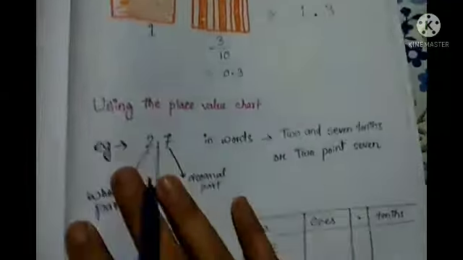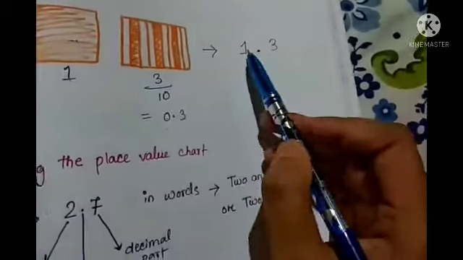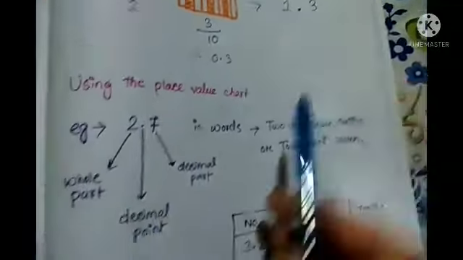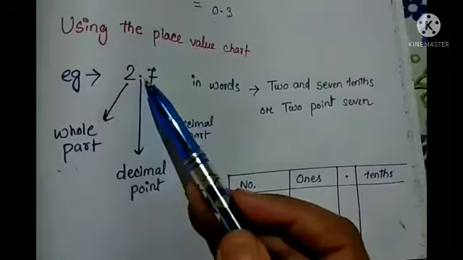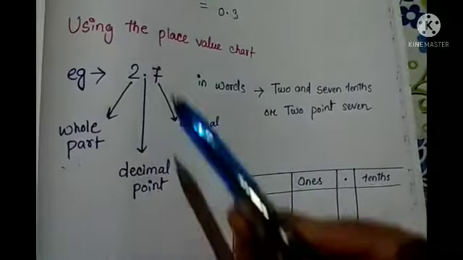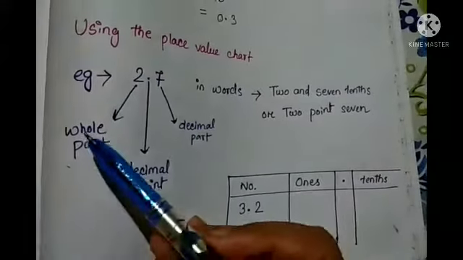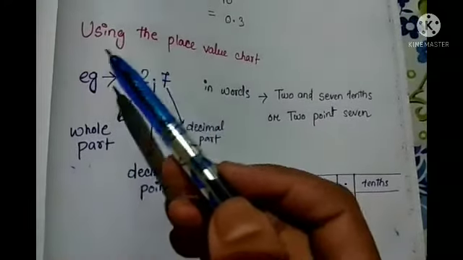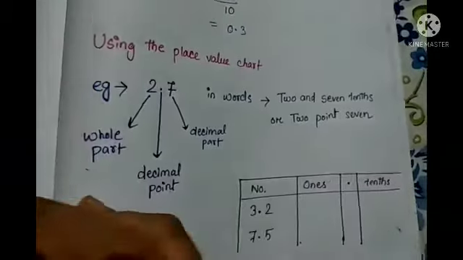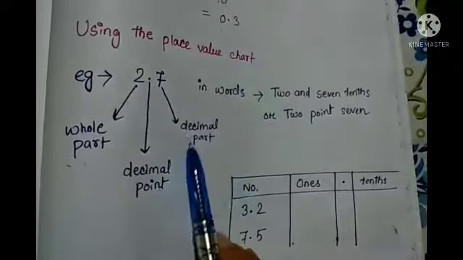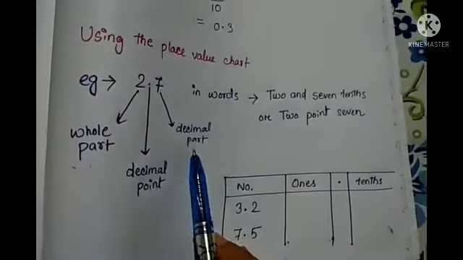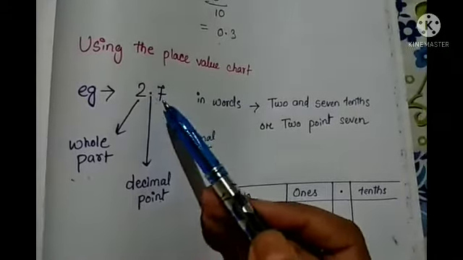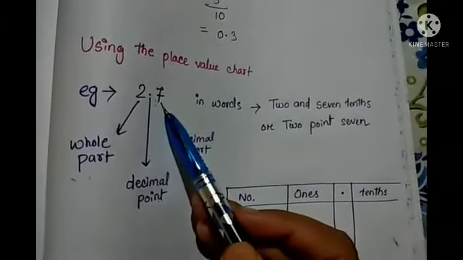Okay, now you see, as I have written here 1.3. So here you see different parts of this number. This point is called the decimal point. Before the decimal point, that is called your whole part. From that we call it ones place, tens place, hundreds place, and so on. And after the point it is called the decimal part. Here 7 is in the decimal part. So 7 is a decimal number.